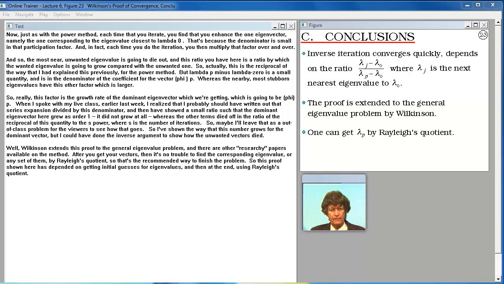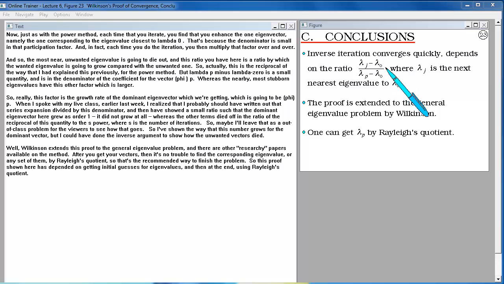Now, just as with the power method, each time that you iterate, you find that you enhance the one eigenvector, namely the one corresponding to the eigenvalue closest to lambda 0. That's because the denominator is small in that participation factor. And in fact, each time you do the iteration, you then multiply that factor over and over. And so the most near unwanted eigenvalue is going to die out.